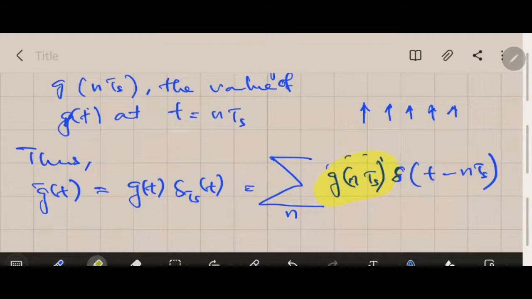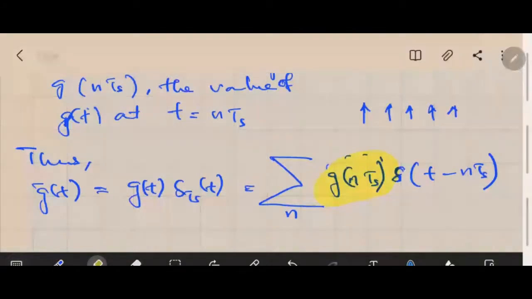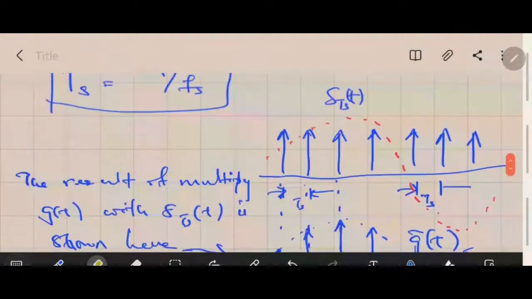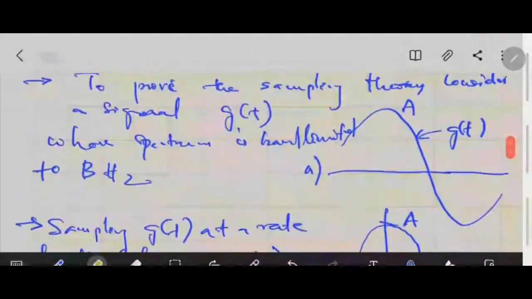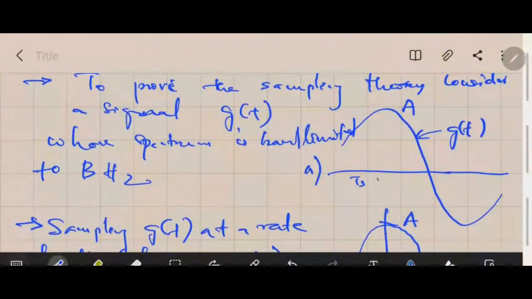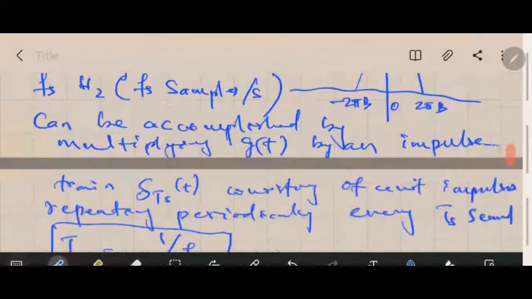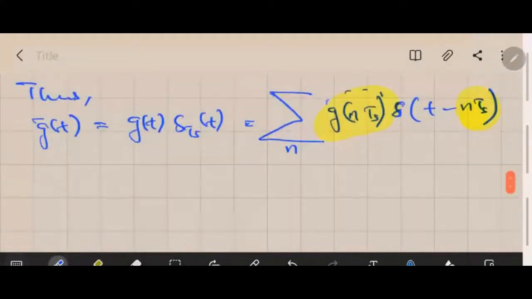For n equal to 1, it will be delta of t minus 1 Ts, and this is g of Ts. So that means at t equal to Ts, whatever is the amplitude of this signal. At Ts, what is the amplitude? At 2Ts, what is the amplitude? At 3Ts, what is the amplitude? That is of relevance, that's why we have written it in this form.